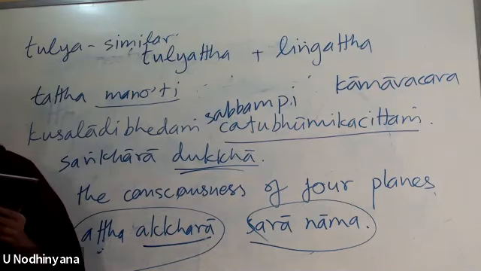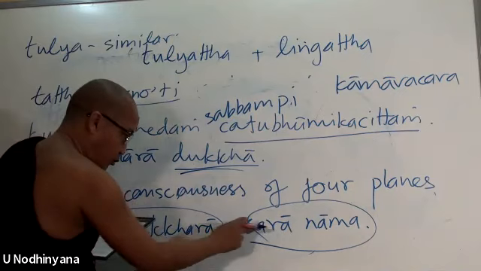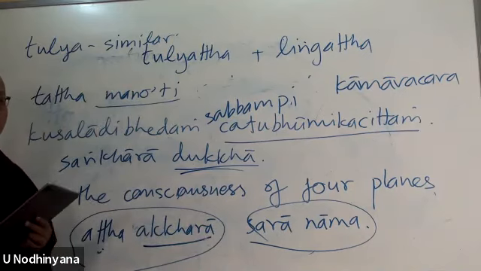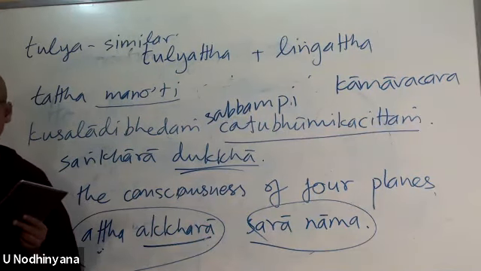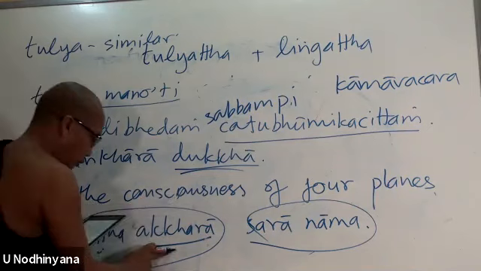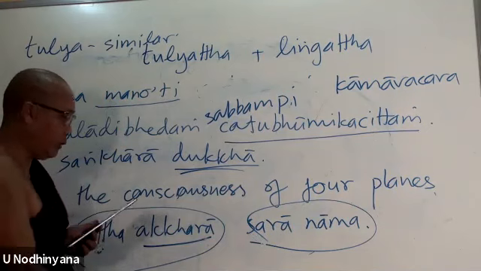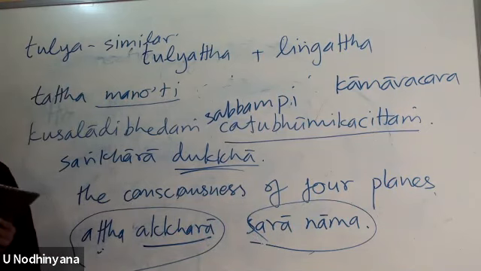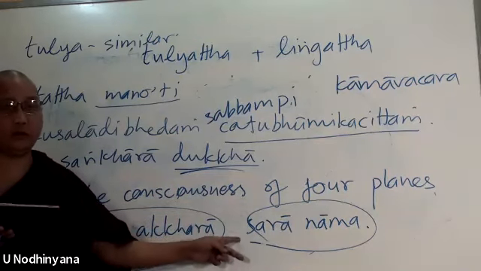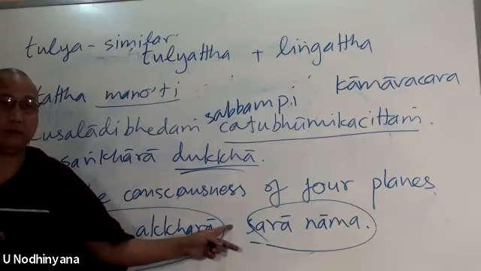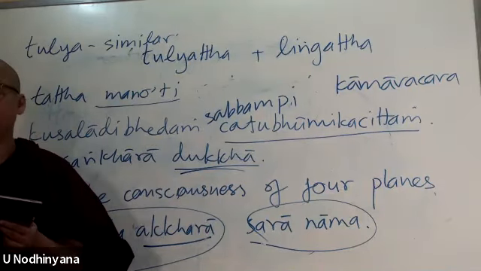Because they have similar meanings, actually you can call akkhara also tongliyata, and sara also tongliyata, but in our tradition we give them different names. The first word we call tongliyata. The second word is lingata. So tongliyata and lingata are translated in English as predicate.